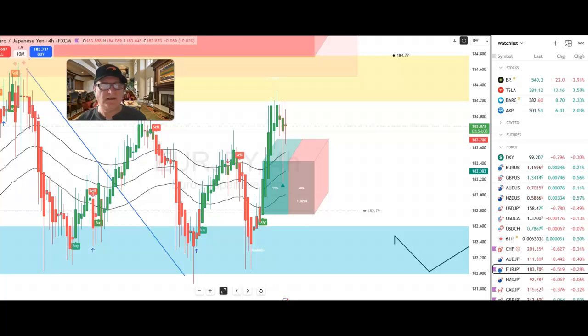So when you see a price like this on the euro yen, you've got 52.48. There's not enough conviction in this price to go either way. In other words, it's sideways and you completely ignore it.